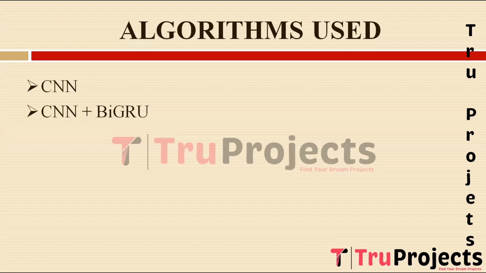CNN plus BiGRU, convolutional neural network plus bidirectional gated recurrent unit. This is an extension of the CNN model and incorporates recurrent neural network RNN elements, specifically bidirectional gated recurrent unit BiGRU. CNNs are excellent for capturing spatial information in data, such as detecting edges, textures, or patterns. However, they may not capture sequential information effectively.